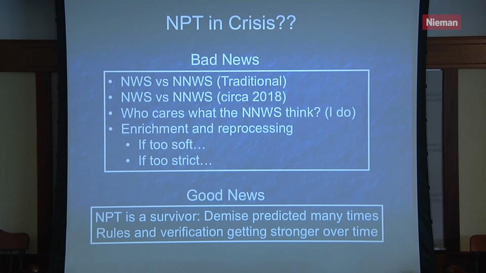And on enrichment and reprocessing, this is playing out with Saudi Arabia right now. If you're too soft and let everyone have enrichment and reprocessing, I don't think the NPT is a survivable regime. But if you're too strict, there are dangers that you'll be rejected, and the countries will go rogue and find other countries that are willing to sell them enrichment and reprocessing. I don't think there's an easy answer to that. I know what I prefer, but as a political reality, it's not an easy task.